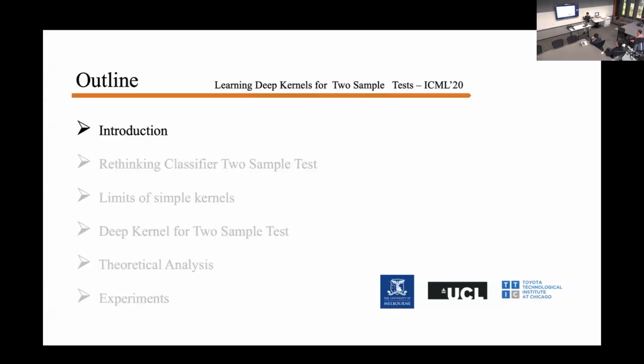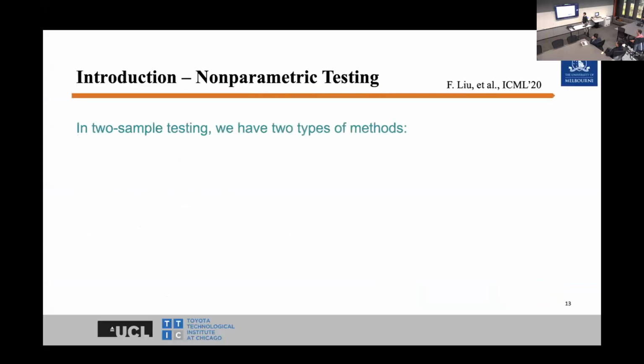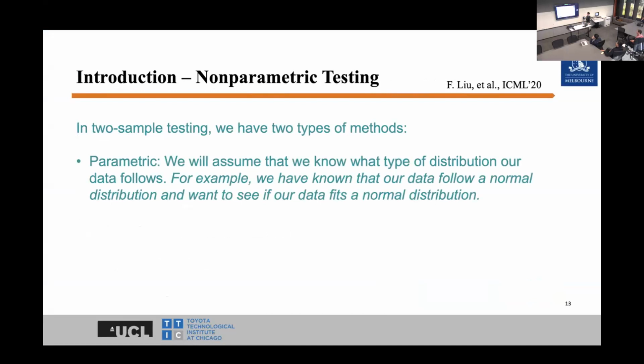First I will introduce some basic knowledge of two-sample testing and two well-known two-sample testing methods. In two-sample testing, we have two types of methods. The first is called parametric. In the parametric one, we assume we know what kind of distribution our data follows, like a Gaussian distribution, so we just need to test the mean or the variance.